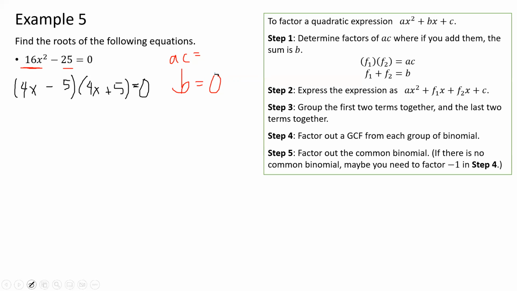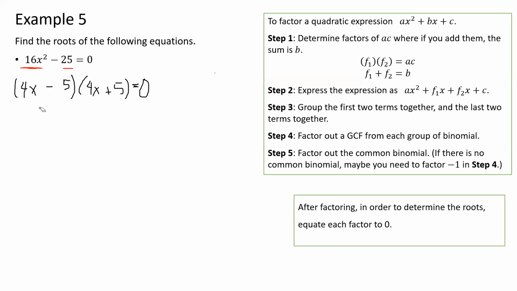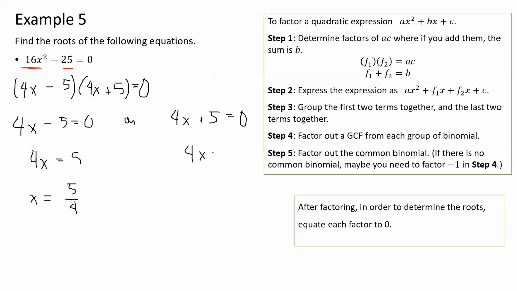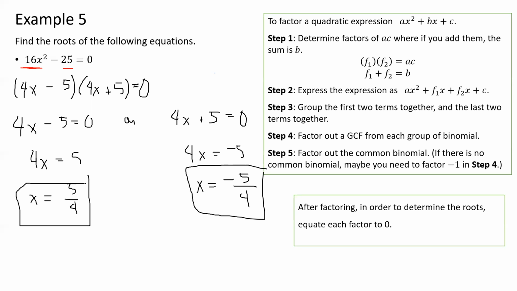And now we can dive straight into determining the roots. We can equate each factor here to 0. So 4x minus 5 is equal to 0, or 4x plus 5 equals 0. And now we will have 4x is equal to 5 and x is equal to 5 over 4, or 4x is equal to negative 5 and the other value for x is negative 5 over 4. And these two are the roots of our quadratic equation.